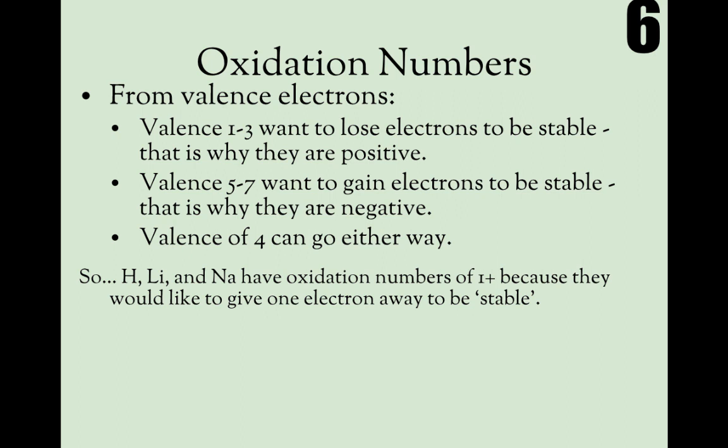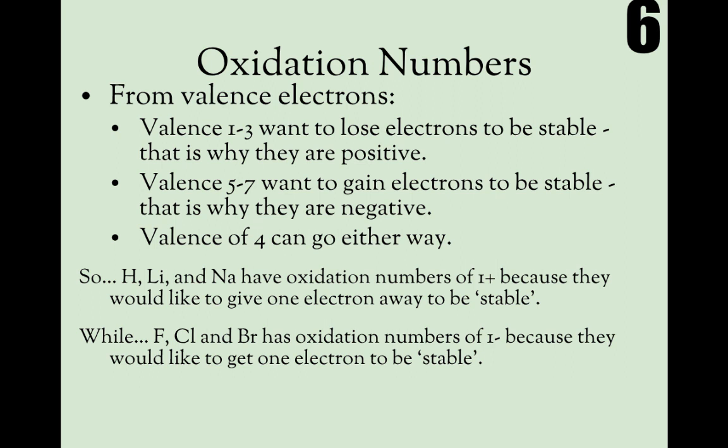So if you looked at your periodic table, hydrogen, lithium, sodium, they all have an oxidation number of 1 positive. Because they all have a valence of 1, they would like to give 1 electron away in order to be stable. While at the same time, fluorine, chlorine, and bromine have oxidation numbers of 1 negative because they would like to get 1 electron to be stable.